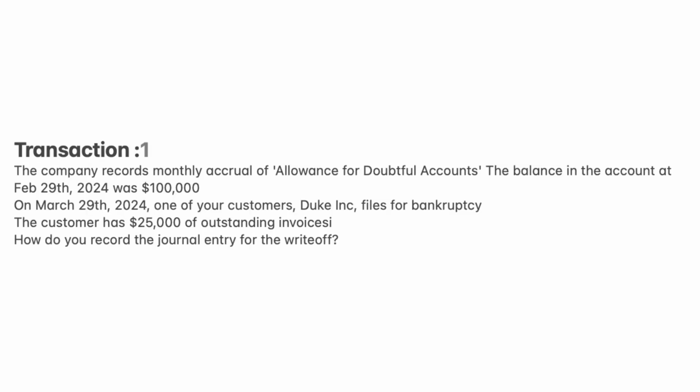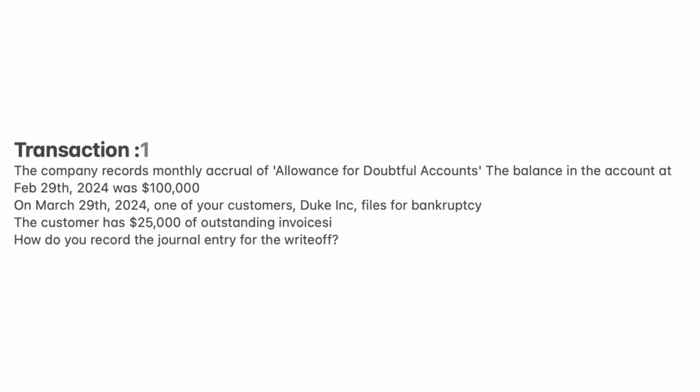I challenged Google Gemini to record the journal entries to 4 business transactions. Will the accountant's profession end with this? Let's see. Transaction 1. The company records monthly accrual of allowance for doubtful accounts.